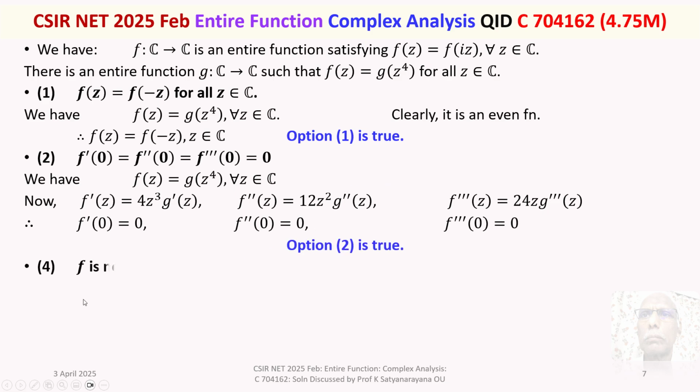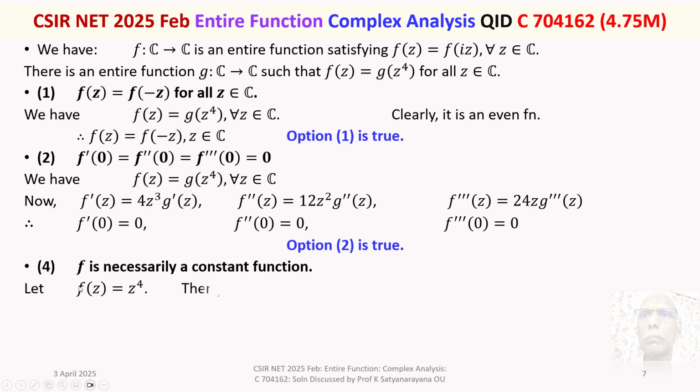We move on to the last option, option 4. f is necessarily a constant function. No, it can't be a constant function. It is not a constant function. f of z has a power series expansion, so how can it be a constant function?